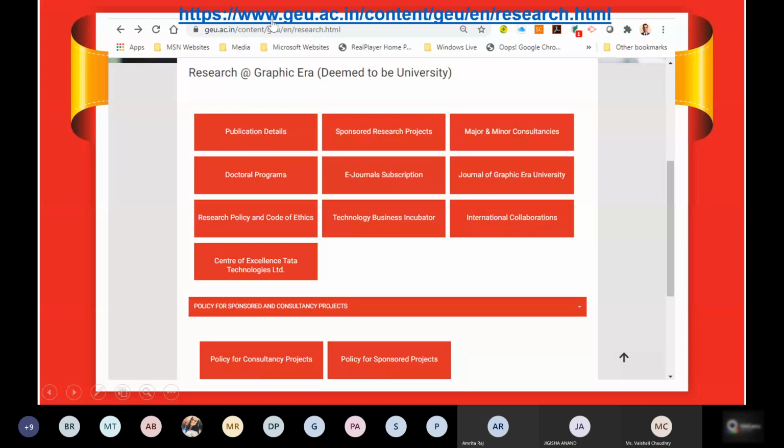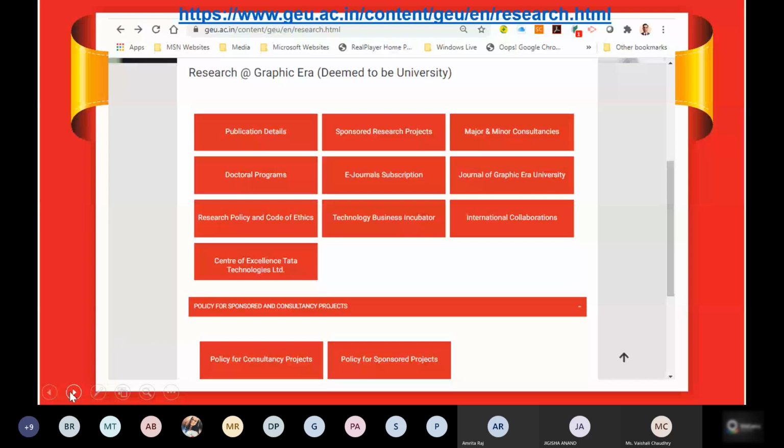gu.en/research.html. So here you will find different tabs showing publication details, sponsored research projects, consultancies, programs. So basically, this is an idea where you can have encouragement. Okay, what research is going on in our university as well as in our department, and what can I do in the next 4 years? So this site you can visit and have an idea of different research activities in our university.